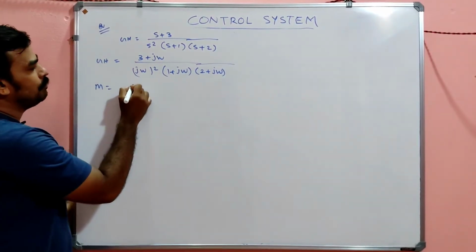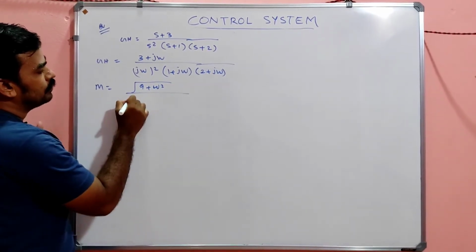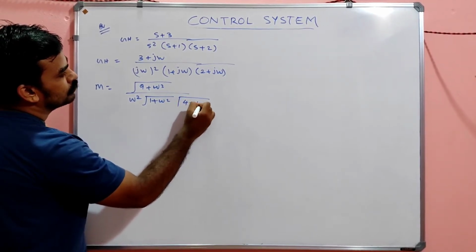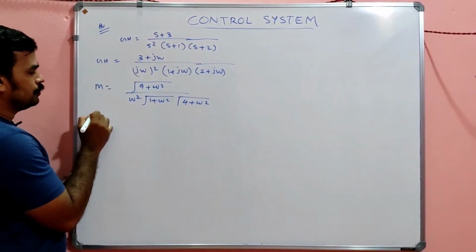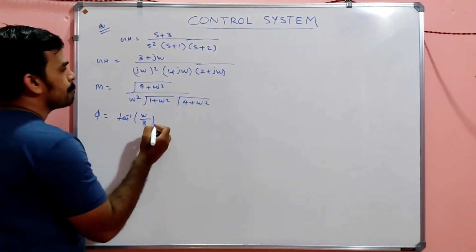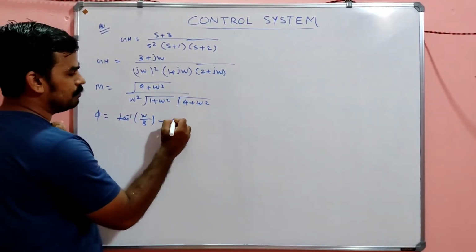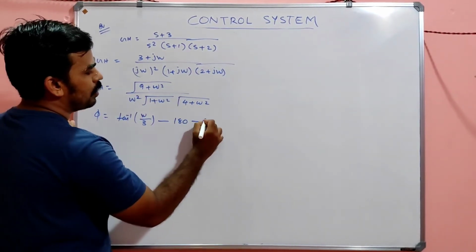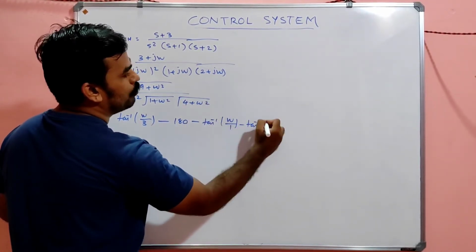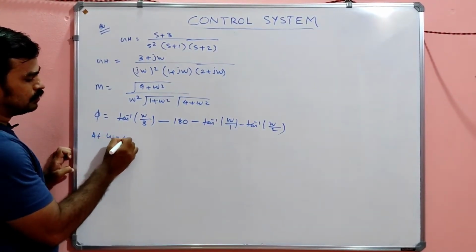Okay? So the magnitude will be 9 plus omega square divided by... am I right? So what will be the phase angle now? Omega square means minus 180, correct? Omega by 2, correct? Okay, so at omega equal to 0, what happens?